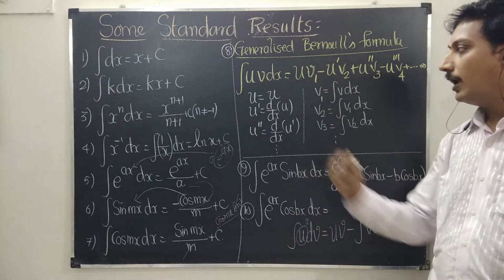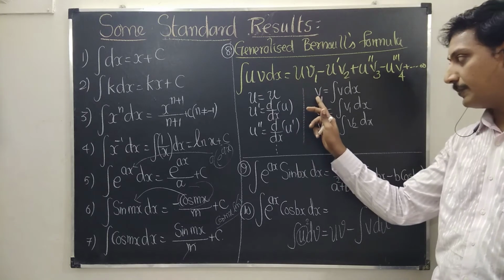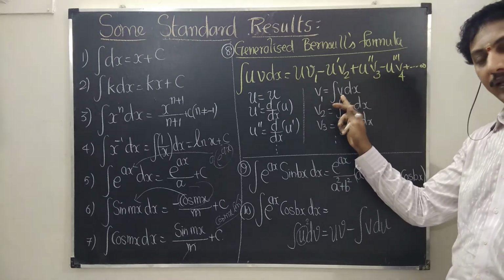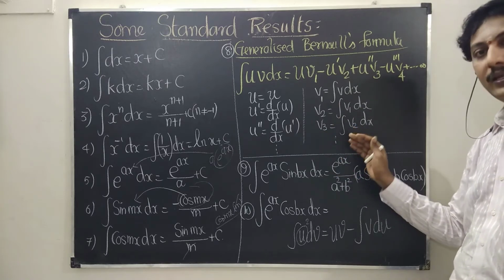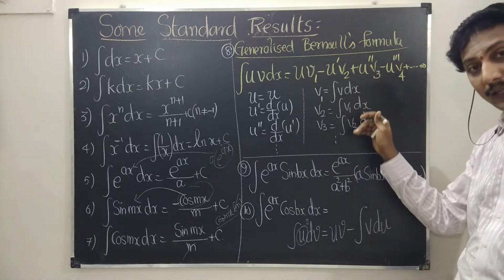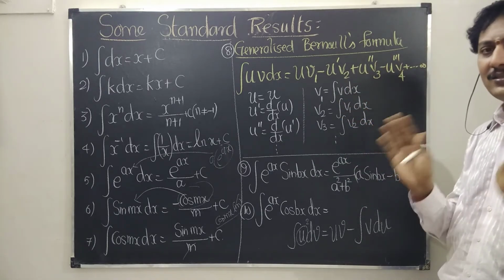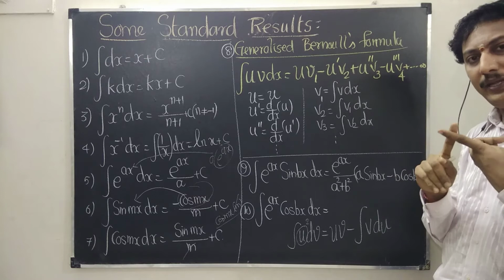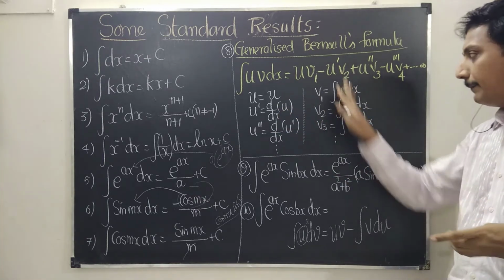Then go for v, and do the integration of v with respect to x. So v1 is integral v dx, v2 is integral v1 dx, v3 is integral v2 dx, v4 is integral v3 dx, continue like that. Now what is the right hand side formula? Very simple. Just the multiplication of the derivative terms and the integral terms. We start with the plus sign, then plus, minus.